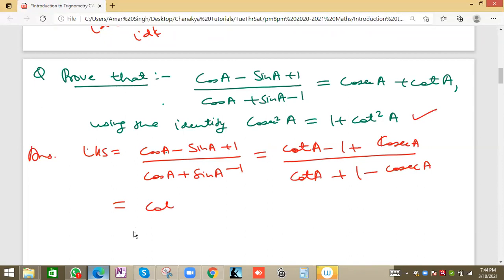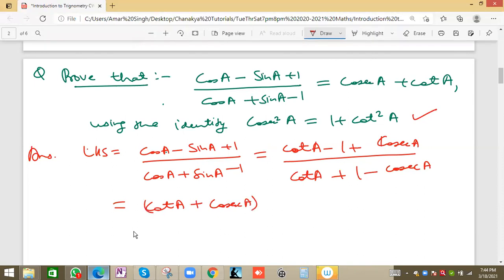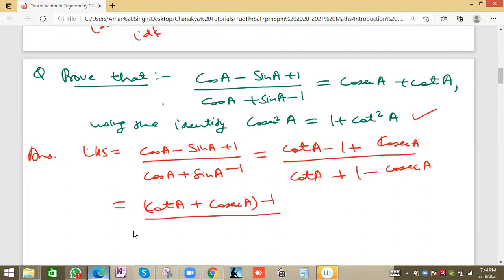So this will be cot A plus cosec A; we can write it in one bracket, minus 1 by cot A minus cosec A. No problem, because cot A and cosec A are two values, so cot A minus cosec A plus 1. Now we can multiply with suitable values. So cot A plus cosec A was there, minus 1 we have written separately. Then in the numerator we have cot A minus cosec A plus 1.